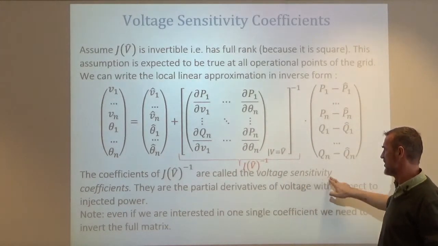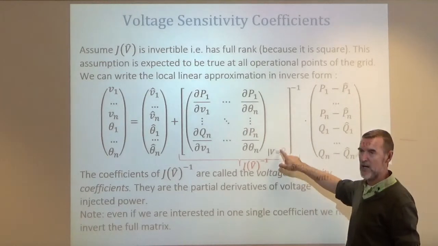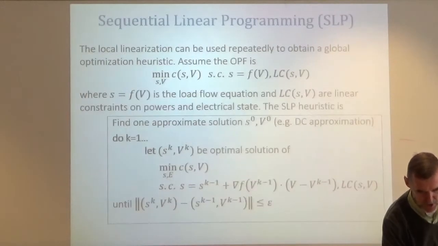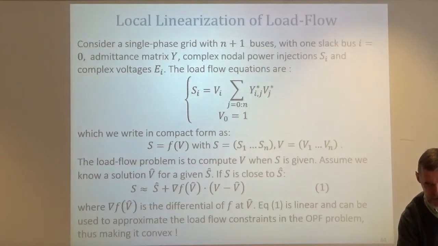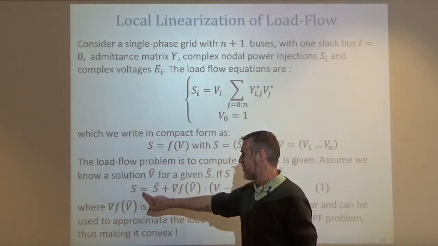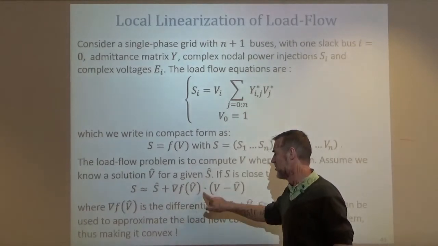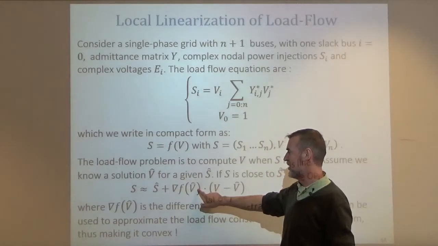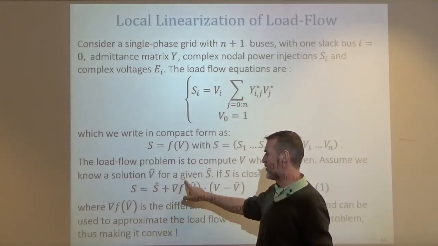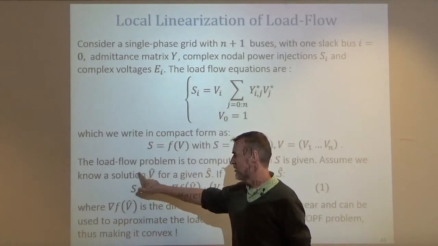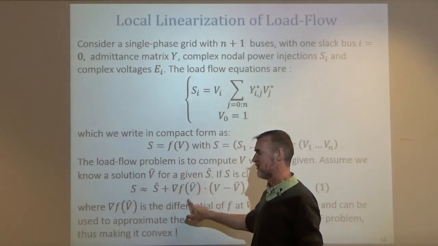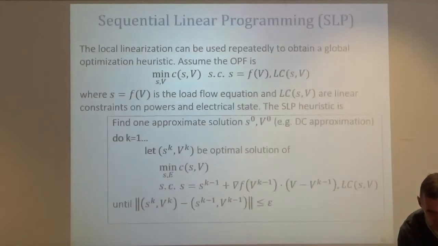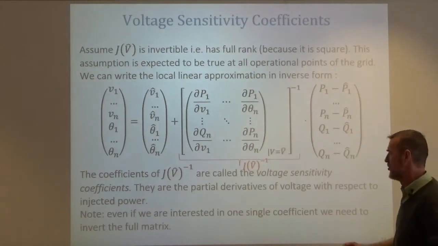Those numbers are called the sensitivity coefficients, and they are exactly equal to the inverse relationship we had before. So a minute ago we said I approximate S minus S hat by a big matrix times V minus V hat. If this matrix is invertible, this is the same as V minus V hat is approximately equal to S minus S hat multiplied on the left by the inverse of this matrix. So the sensitivity coefficients are simply the inverse of the Jacobian matrix.